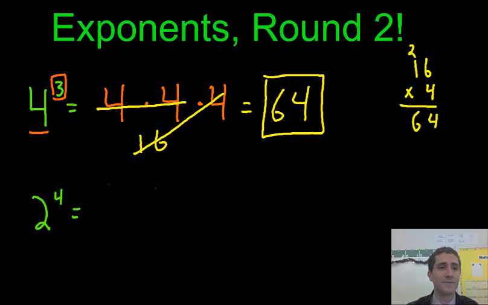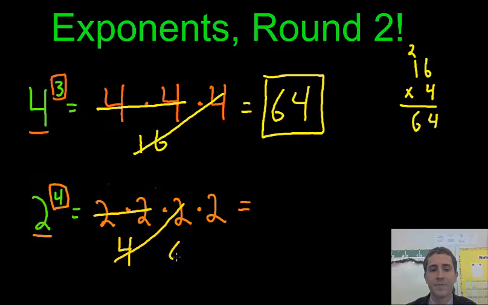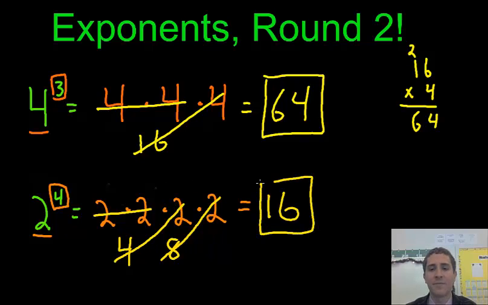Let's try the next one. 2 to the 4th power. So I have 2 multiplied 4 times. So 2 times 2 times 2 times 2. Now let's multiply that out to see what our answer would be. Well, I know 2 times 2 is 4. And then I know 4 times 2 is 8. Then I know 8 times 2 is 16. So I know 2 times 2 times 2 times 2 equals 16 for an answer.